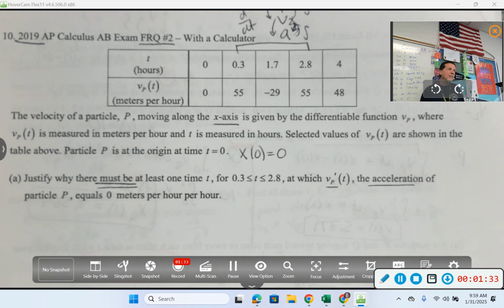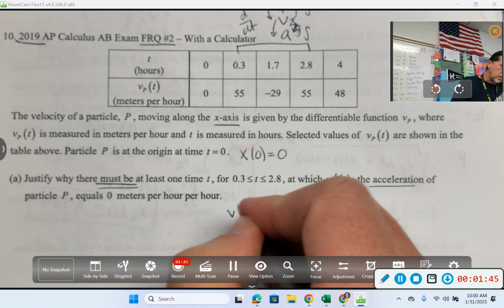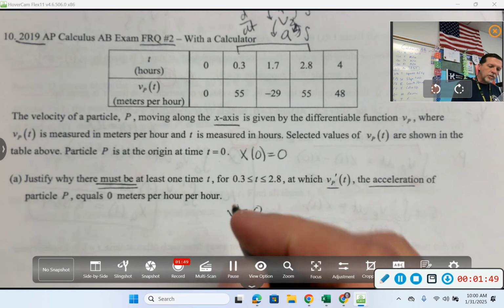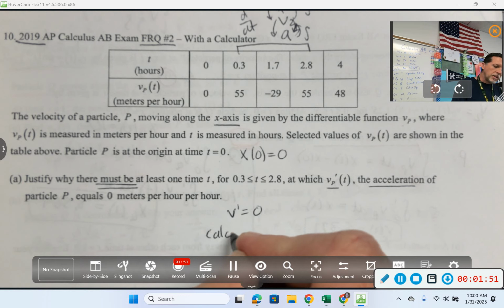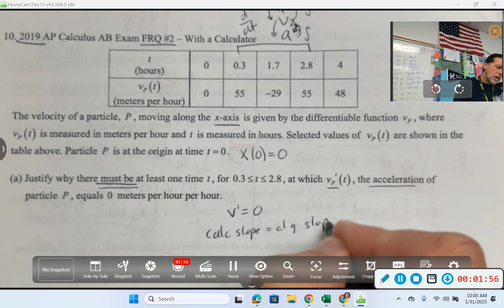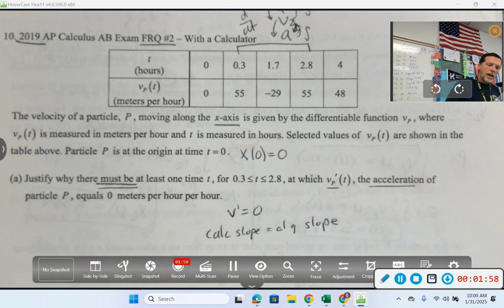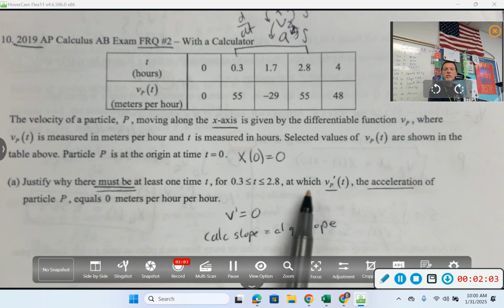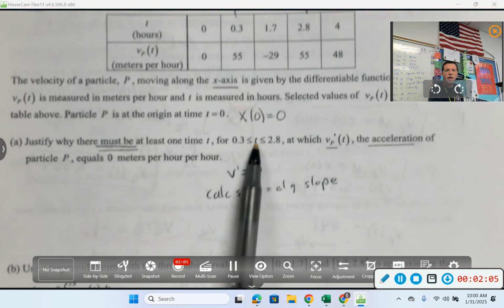So I don't have a function to take a derivative of. Guys, can we put that away and focus on this? So it's telling me that v prime equals 0. And this looks like a mean value theorem type problem where the calculus slope equals the algebra slope. I've got points, so points can lead me to an algebra slope. Calculus slope is v prime, so I think that's where we're headed.